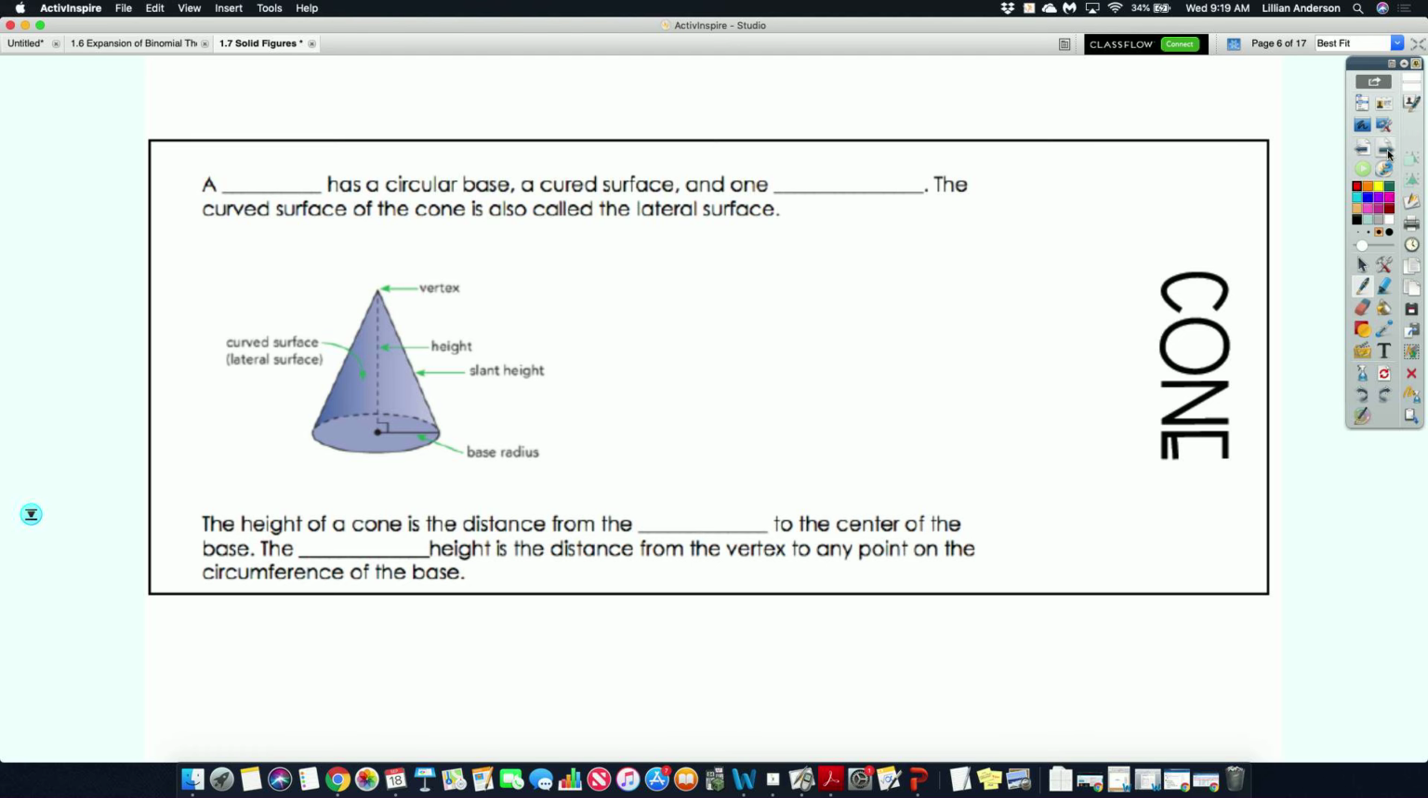A cone, similar to a cylinder, has a circular base, a curved surface, and by curved it means basically that it wraps to form the sides, and one apex or vertex. Okay, vertex, apex, same thing.